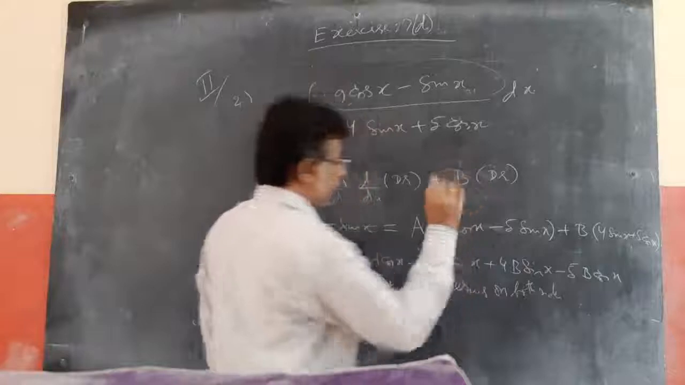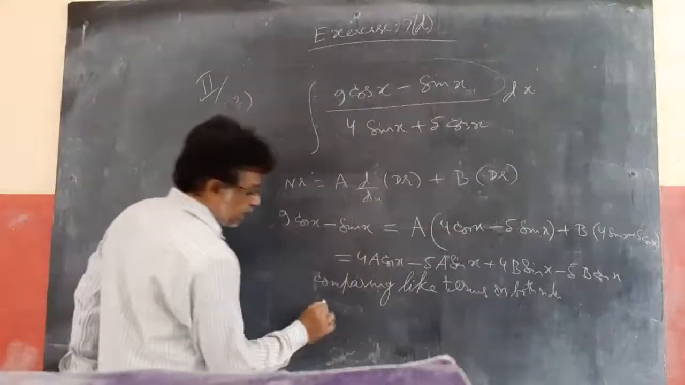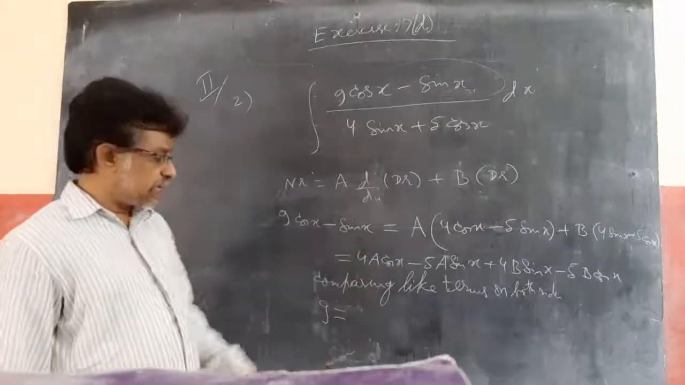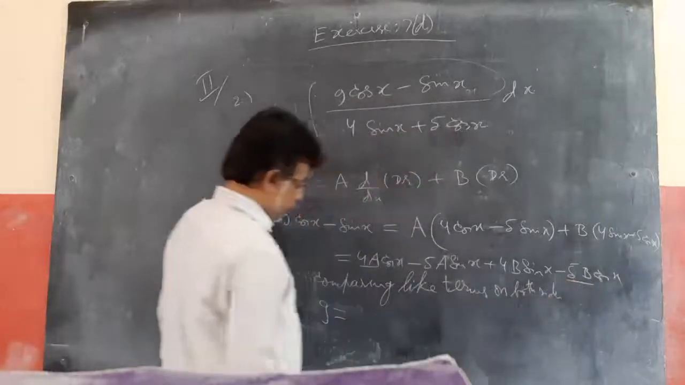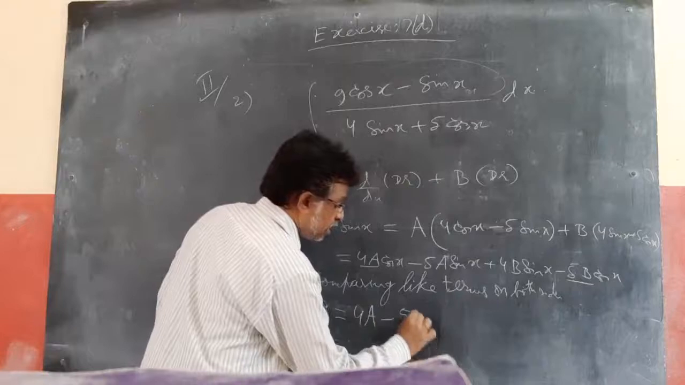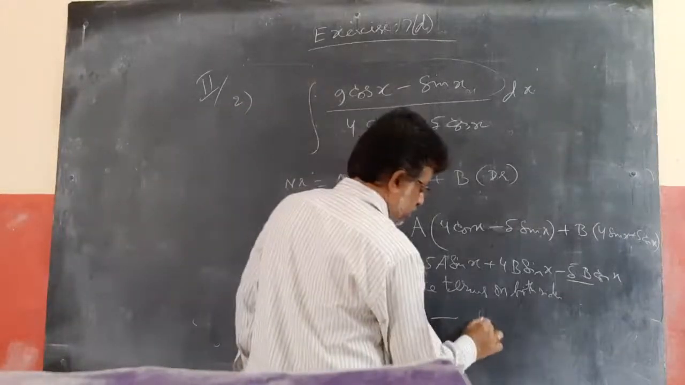So what do I get? Here, the cos quotient is 9 on that side. Coming to this side, what is the cos quotient here? 4a minus 5b. Equation 1.